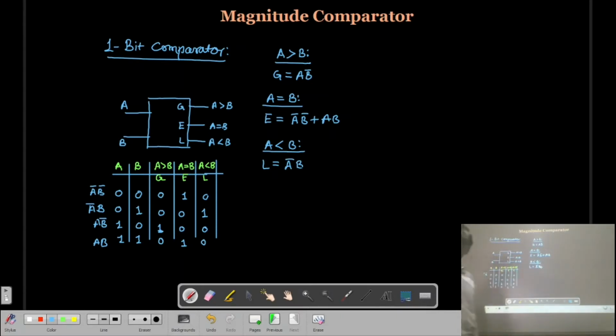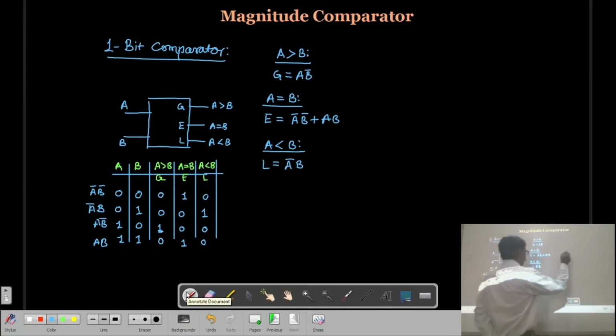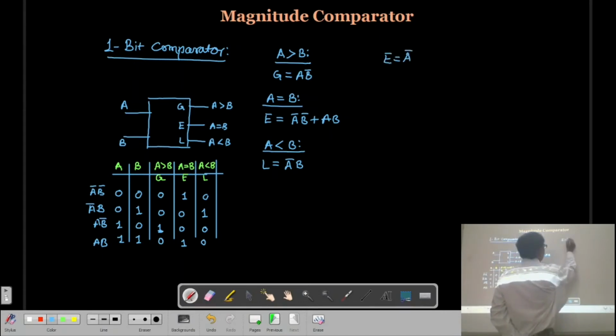So accordingly, one can draw a circuit diagram. But whatever the equality equation is, we can write it in terms of G and L. So our circuit is going to be simplified. How can we write this? Let us say that E is equal to A bar B bar plus AB.